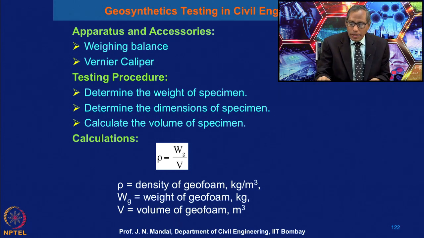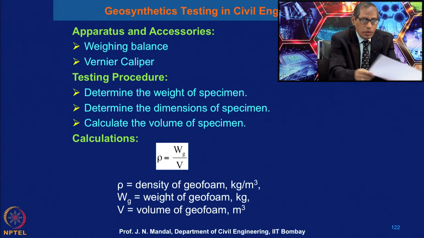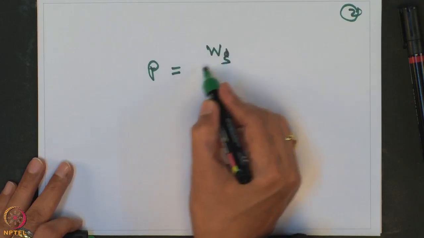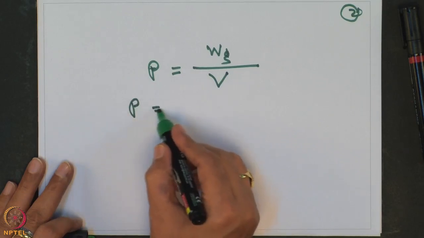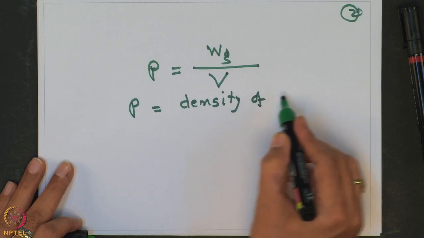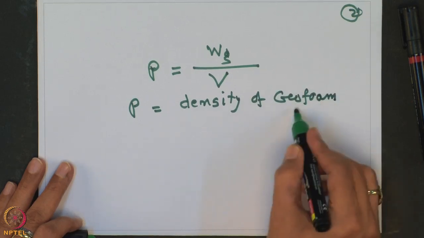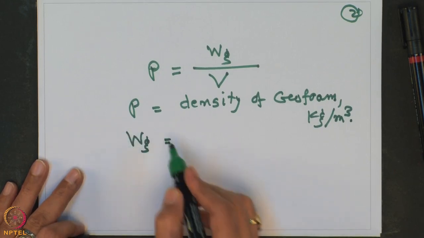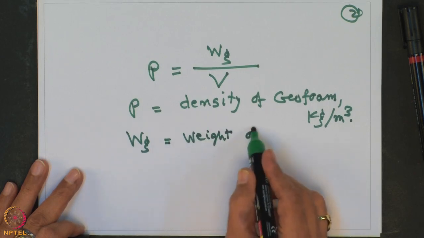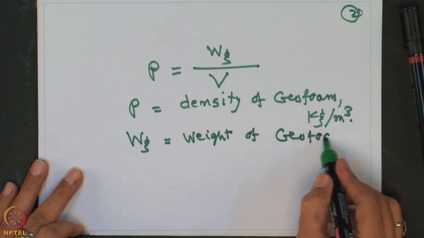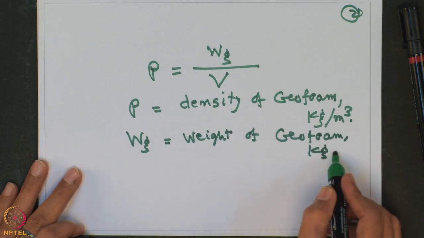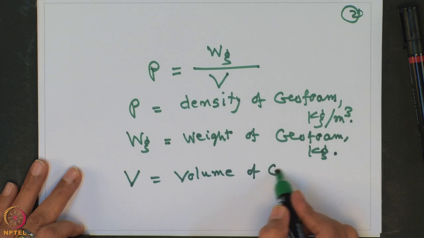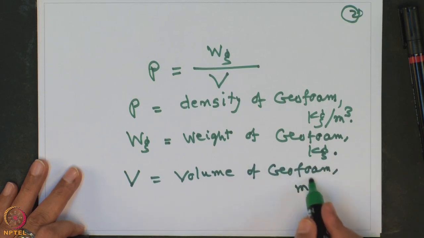So, in the calculation you can write that if rho is the density, rho is equal to Wg divided by V, where rho is the density of geofoam, which can be expressed in kg per meter cube, and Wg is the weight of geofoam, the unit is kg, and V is the volume of geofoam, in meter cube.